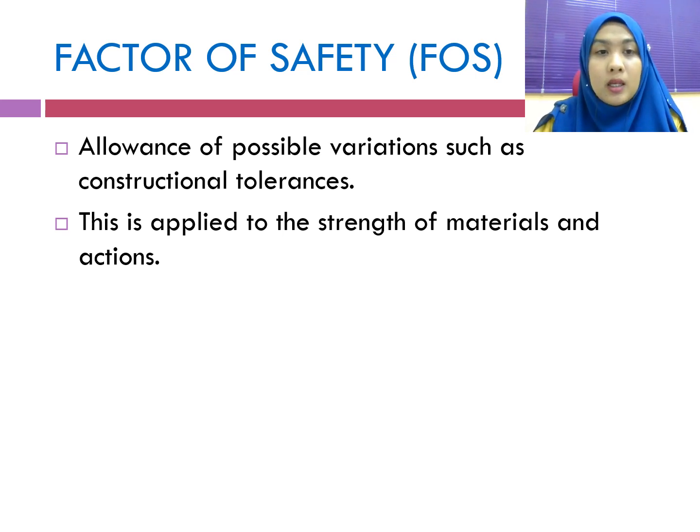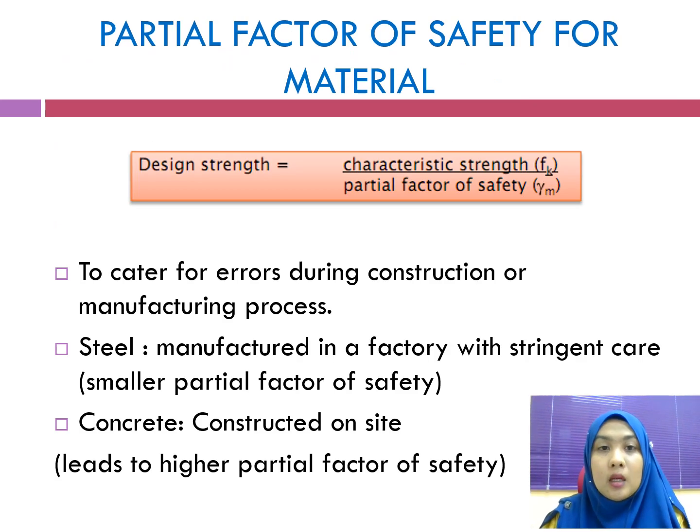For each limit state, there is a factor of safety, which is the allowance for possible variation, such as constructional tolerance. So the factor of safety is applied to the strength of the material, the FCK and FYK just now, and also applied to the loading on the structure. Action is the loading on structure. Okay, partial factor of safety for material.